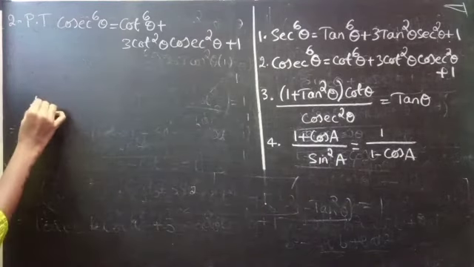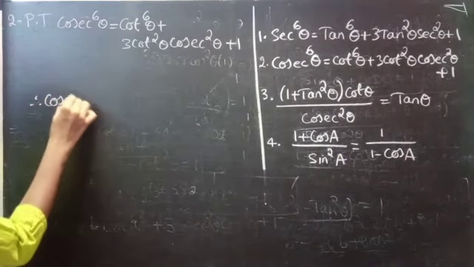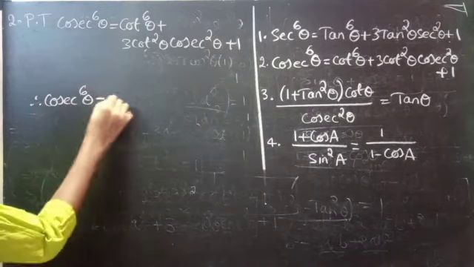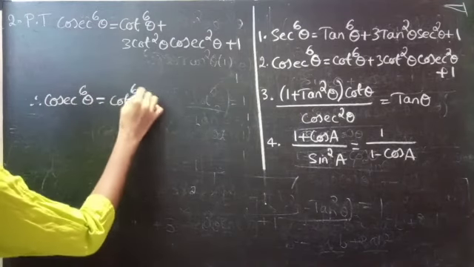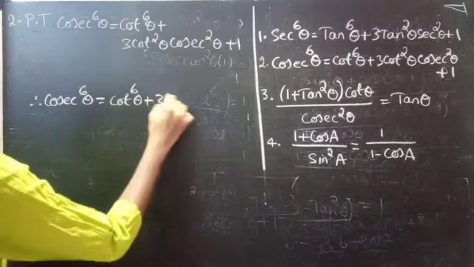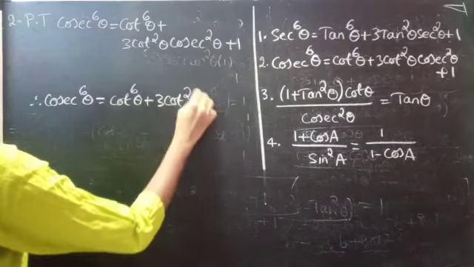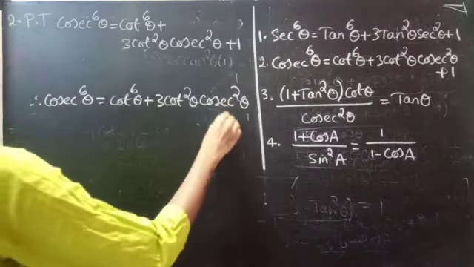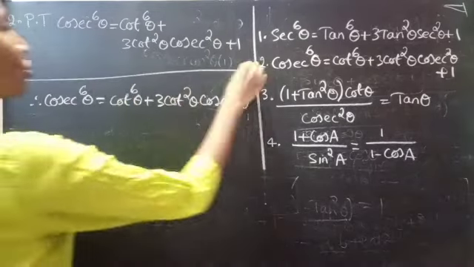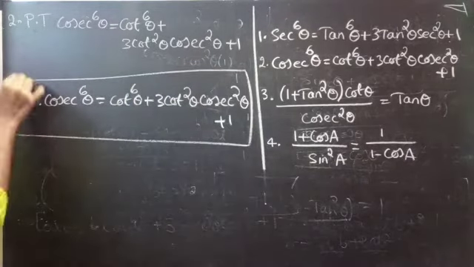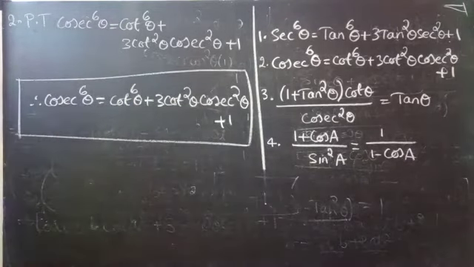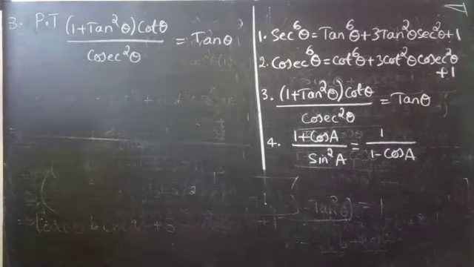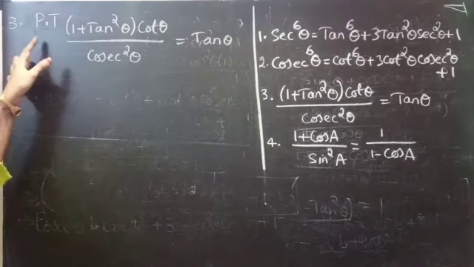Therefore, cosecant 6 theta equals cot 6 theta plus 3 cot square theta into cosecant square theta plus 1. So this completes the second identity. Okay. Next, coming to the third one. Third identity, sorry.